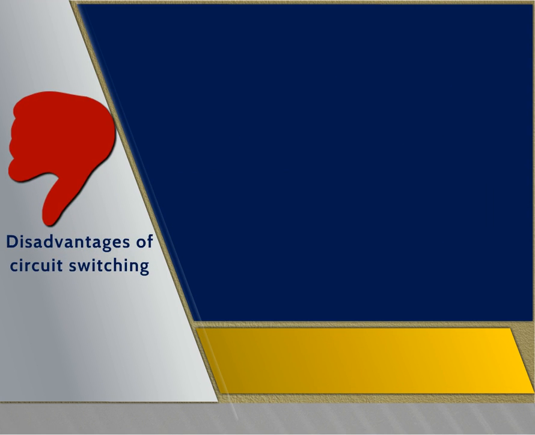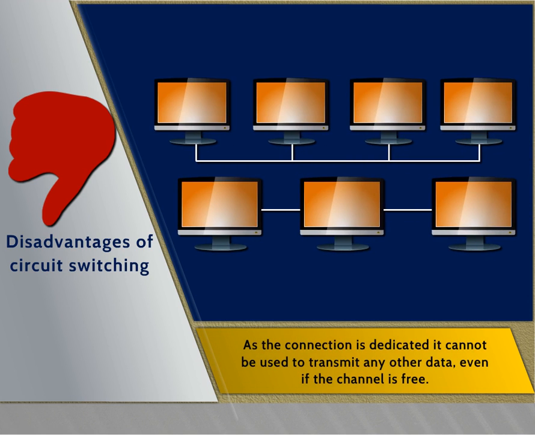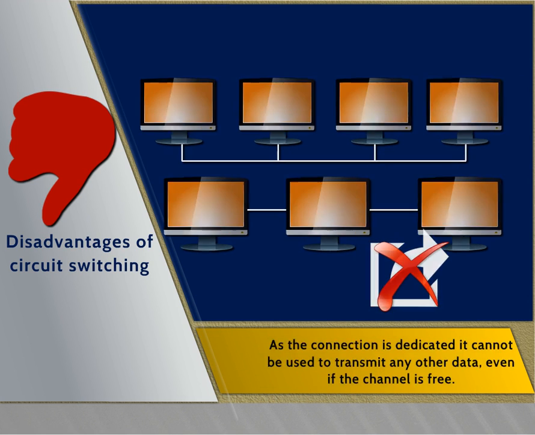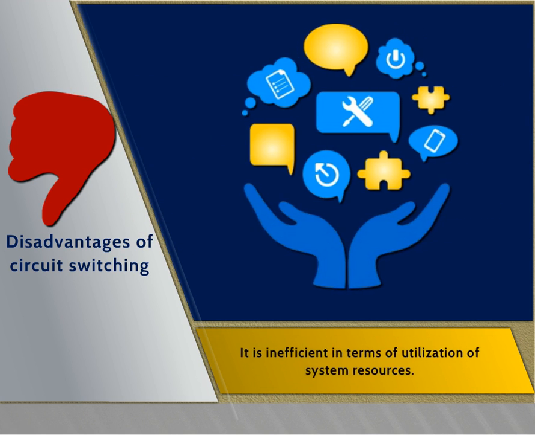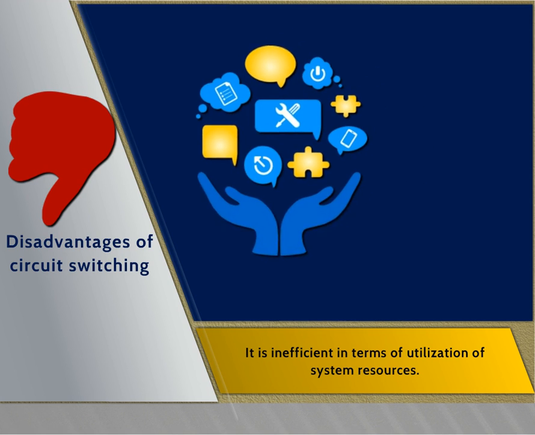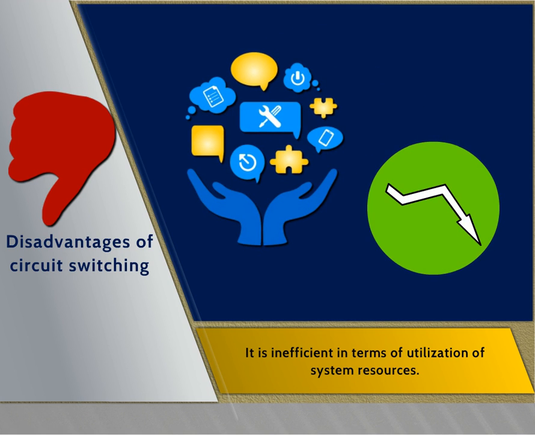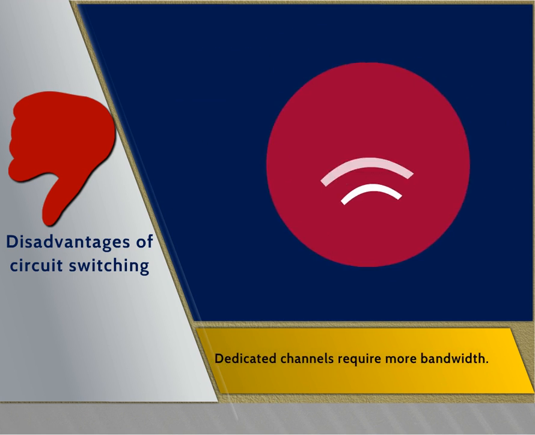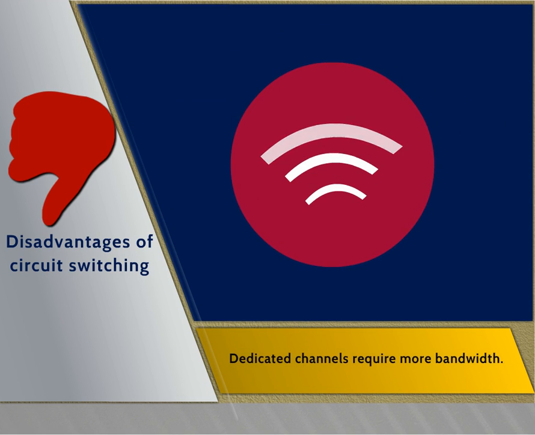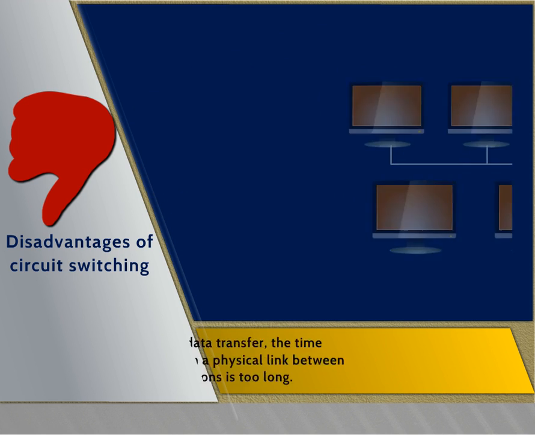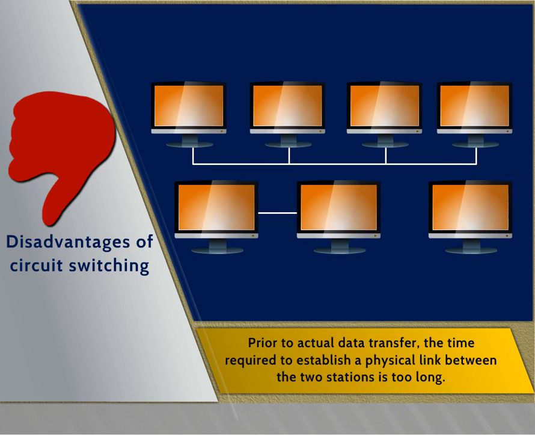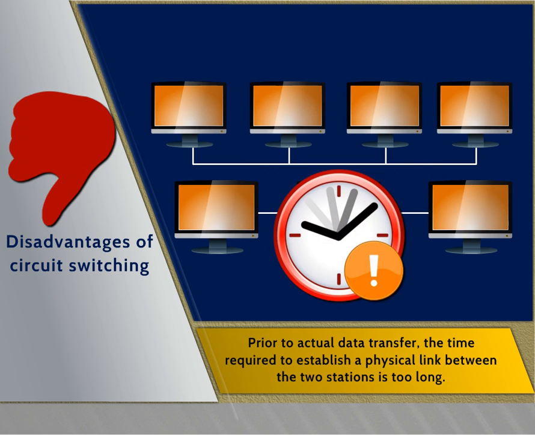Disadvantages of circuit switching. As the connection is dedicated, it cannot be used to transmit any other data even if the channel is free. It is inefficient in terms of utilization of system resources. Dedicated channels require more bandwidth. Prior to actual data transfer, the time required to establish a physical link between the two stations is too long.